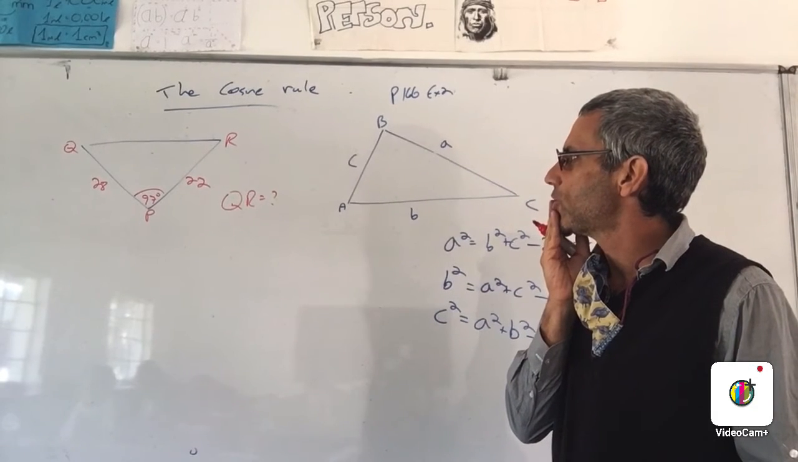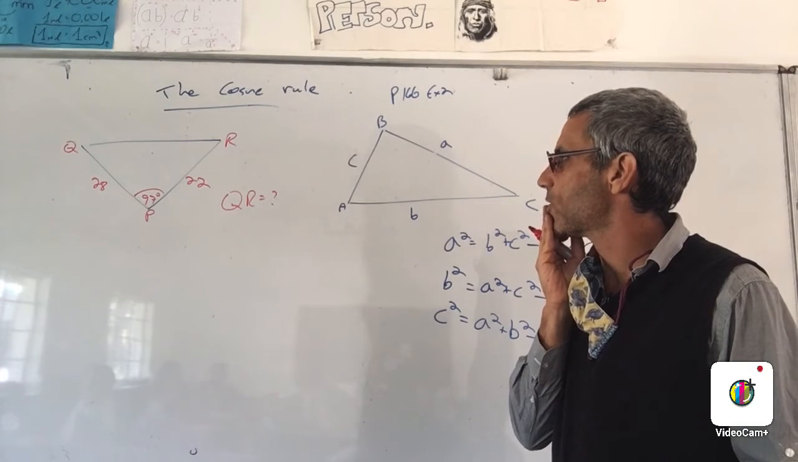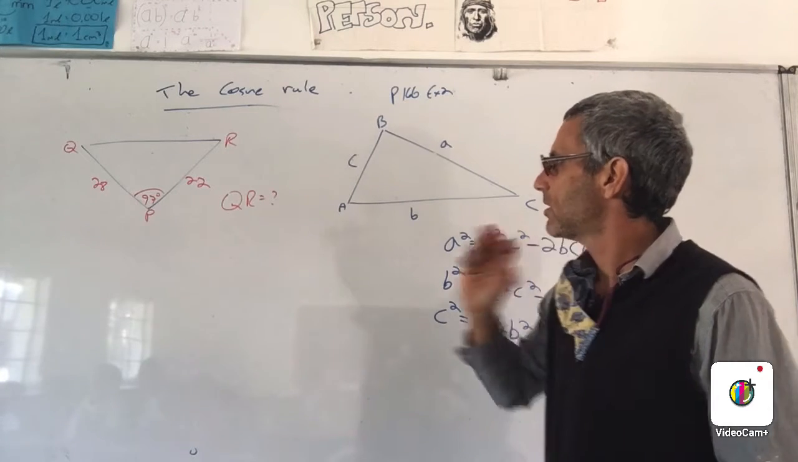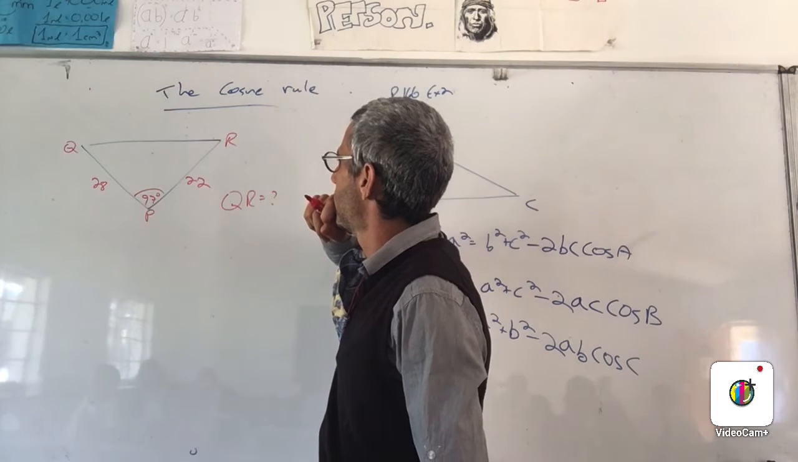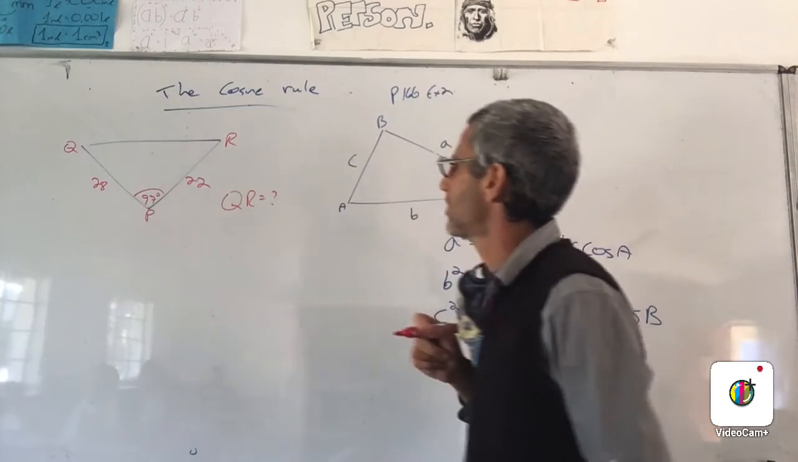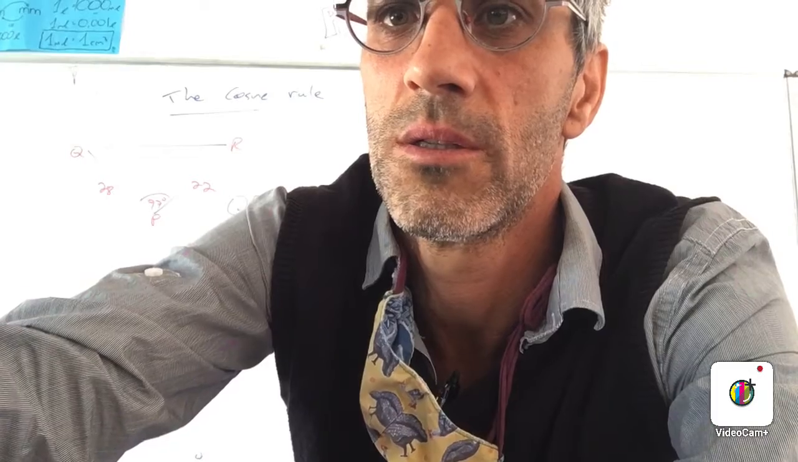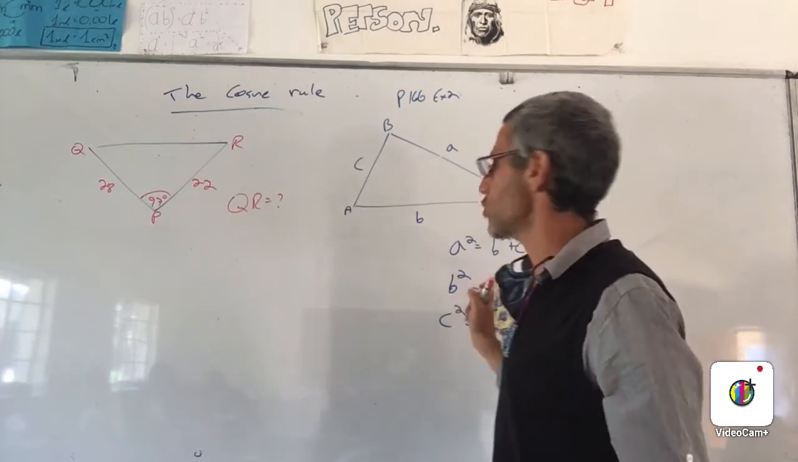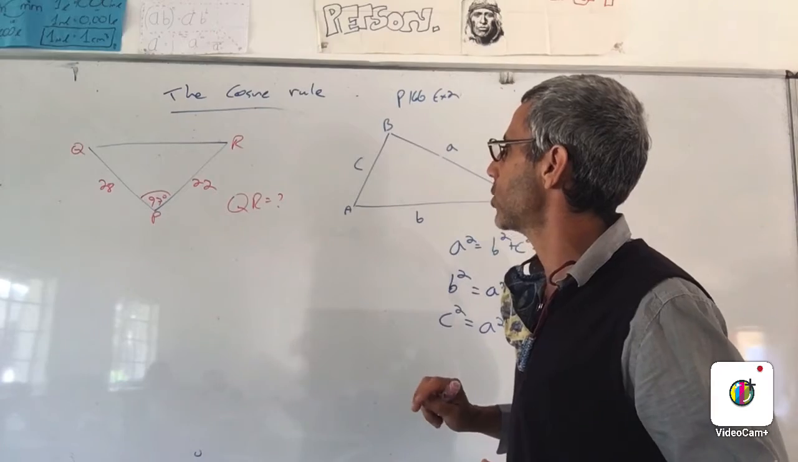Now, to be honest, can you find it using the sine rule? Can I do it using the sine rule? Can't really, unfortunately, because whenever you have two sides and an angle, the best thing is to use the cosine rule. Okay, we'll talk about when to use what maybe later on, but you already noticed that.